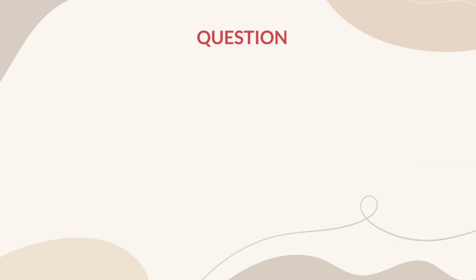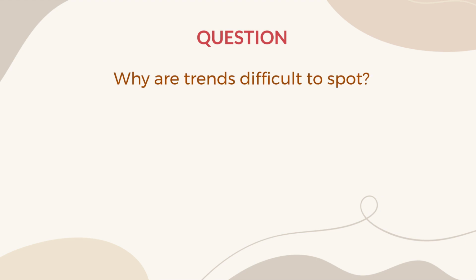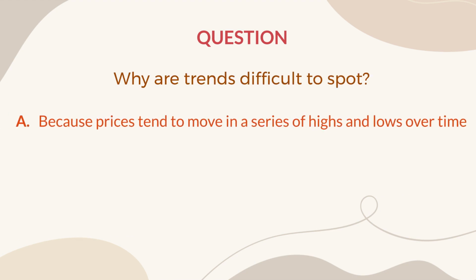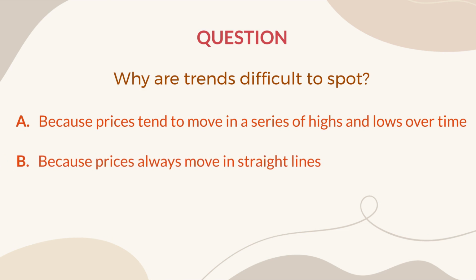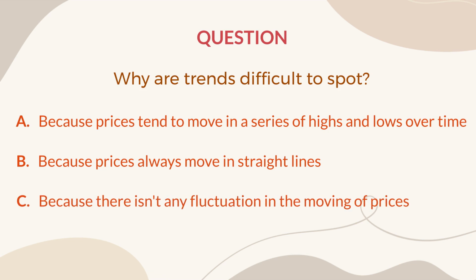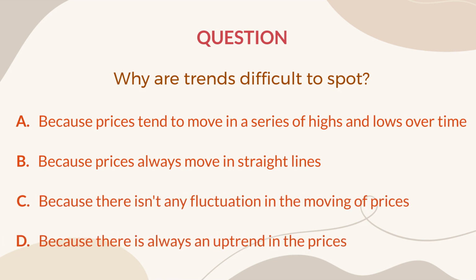Answer the question. Why are trends difficult to spot? A. Because prices tend to move in a series of highs and lows over time. B. Because prices always move in straight lines. C. Because there isn't any fluctuation in the moving of prices. D. Because there is always an uptrend in the prices. The correct answer is A. Because prices tend to move in a series of highs and lows over time.